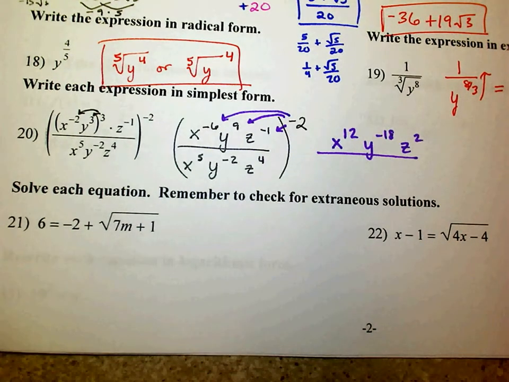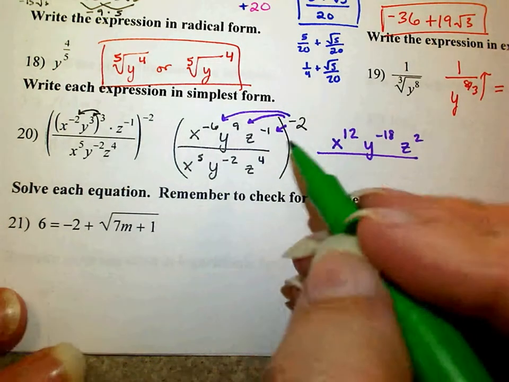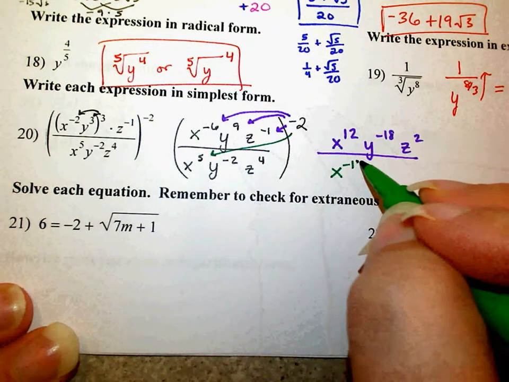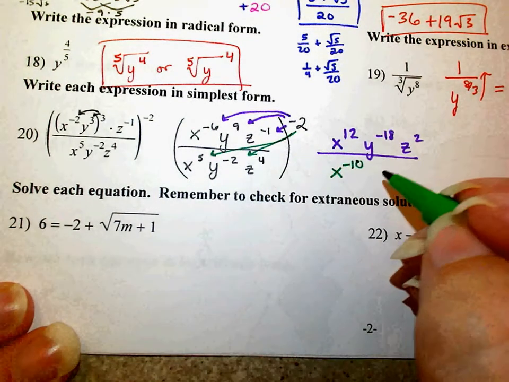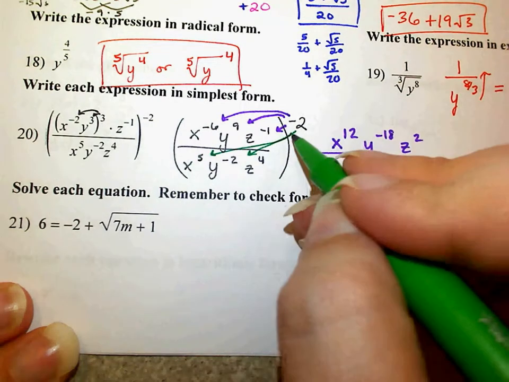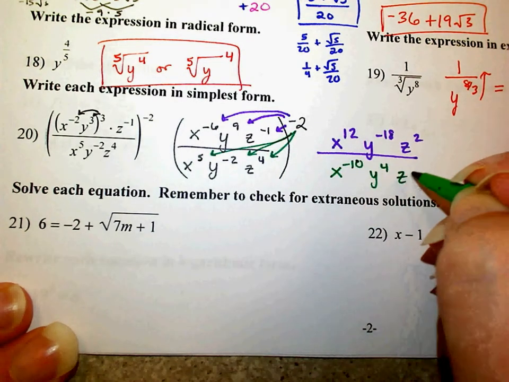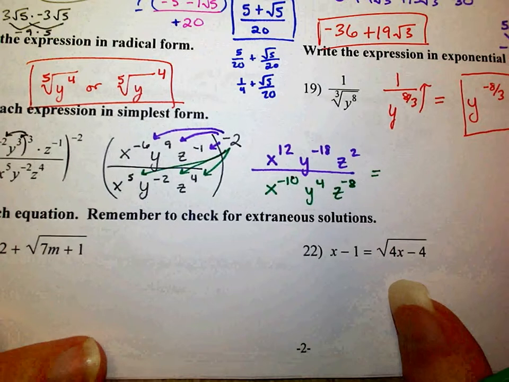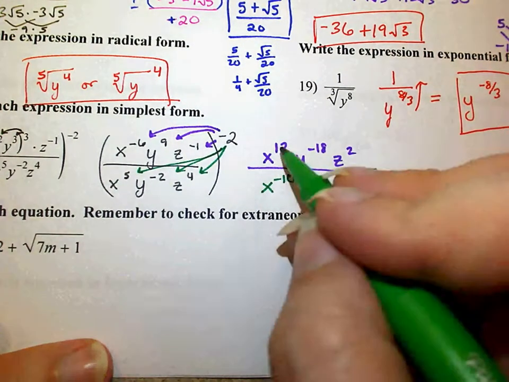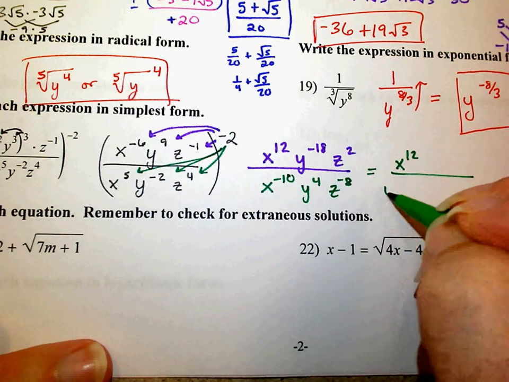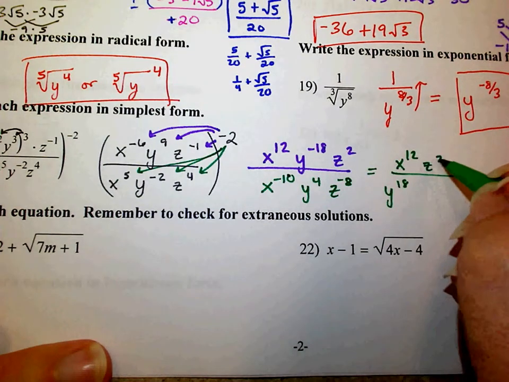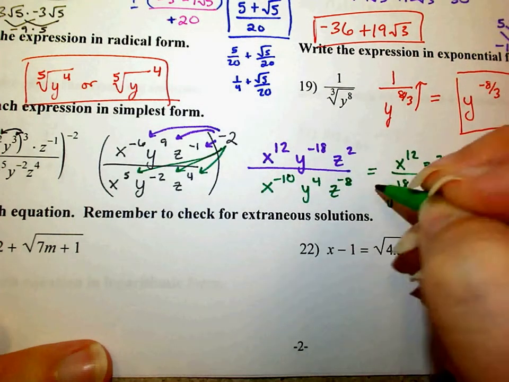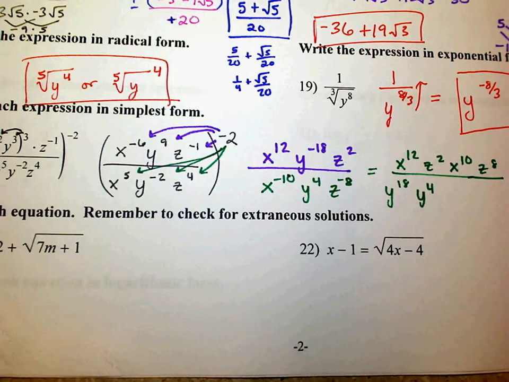Okay. Now in the denominator, I'm going to distribute the negative 2 as well. Negative 2 times positive 5 is negative 10. Negative 2 times negative 2 is positive 4, so y to the positive 4. And negative 2 times positive 4 is negative 8. So what I'm going to do is now rewrite. Everything that has a negative power needs to move. Everything that has a positive power needs to stay. So that stays, that moves. That stays, that moves. That stays, that moves.